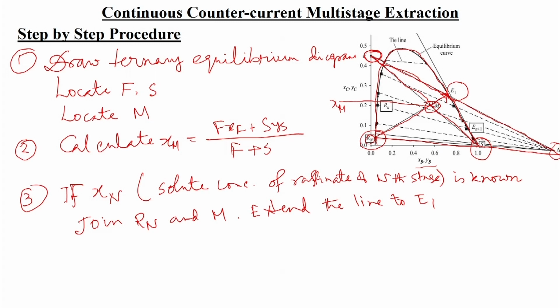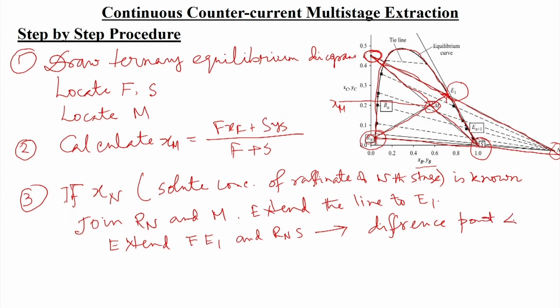Okay. So, from there we will be getting this difference point. If we extend F E 1 and R n S, then we will be going to this difference point, this delta. For all these stages also, if we extend, it will meet a particular point, that is called the difference point, that is delta.